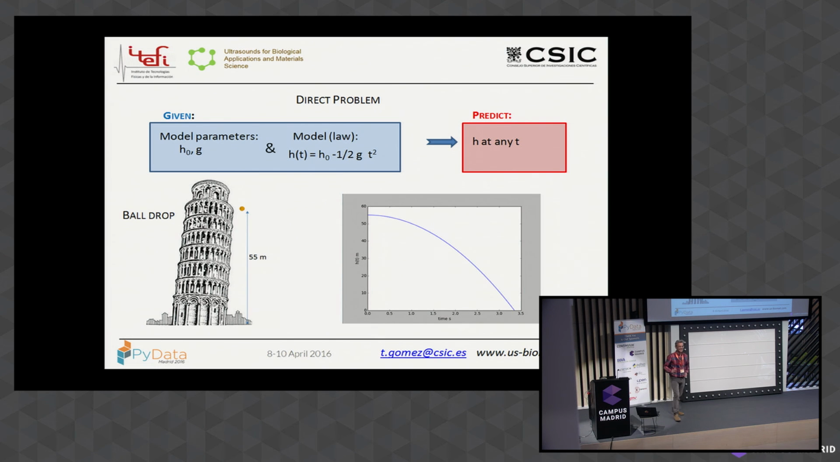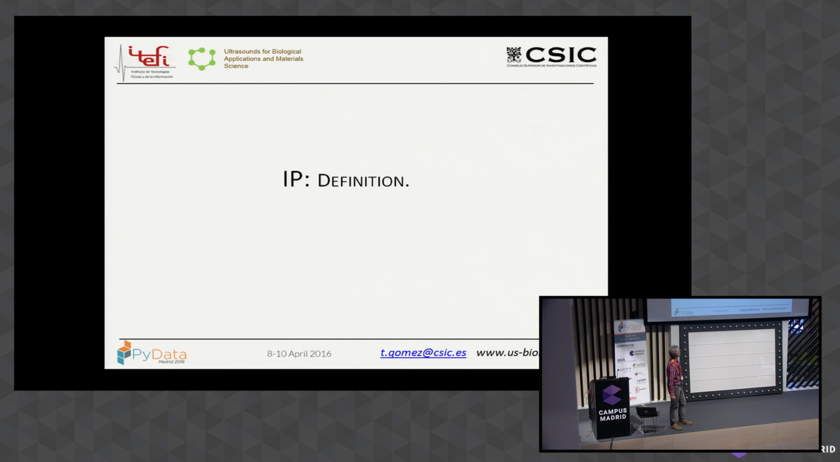Imagine that we are on the top of the Pisa Tower and you drop a ball. You know the model that describes how the ball is going to fall, and we know the parameters of the model. We have two parameters, the height A and the gravity. Then we can calculate the position of the ball at any time. So I have the model, I have the parameters, and I can predict the results straightforwardly. Okay, inverse problem.